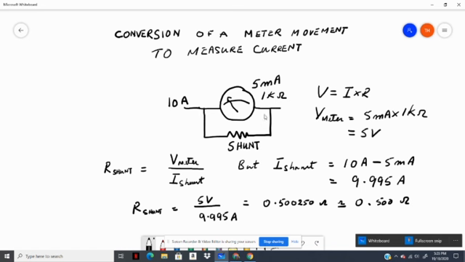Okay, in the next video, we will discuss how we would convert a meter movement to measure voltage instead of current.